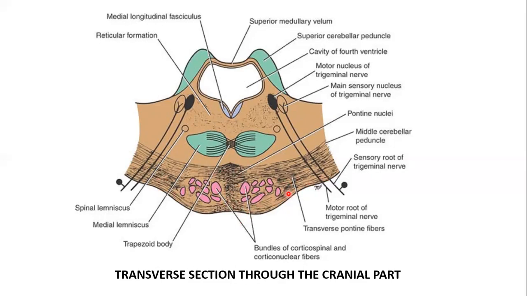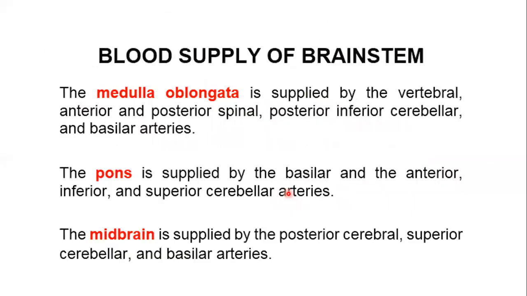Okay, so moving on. Next, this is the summary. The blood supply of the pons: it is supplied by the basilar artery and the anterior inferior and superior cerebellar arteries.